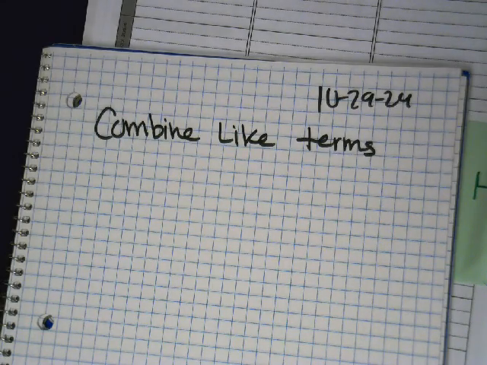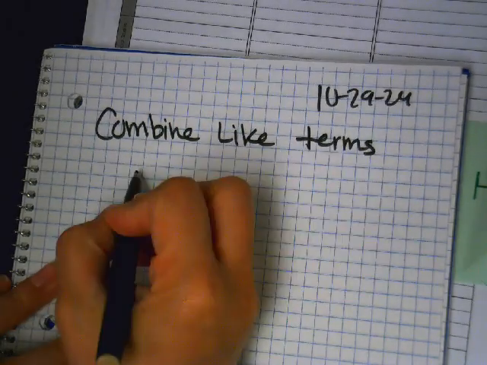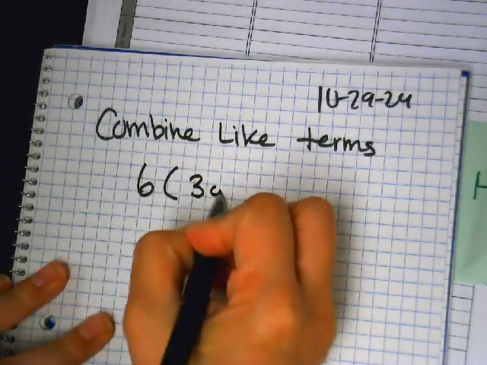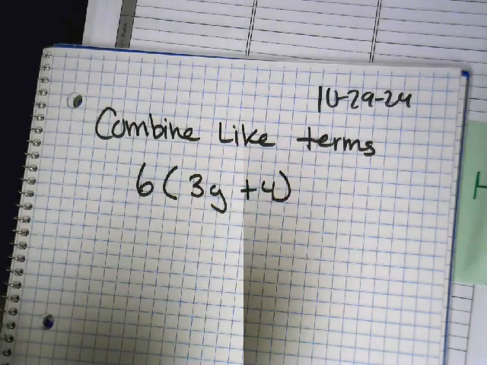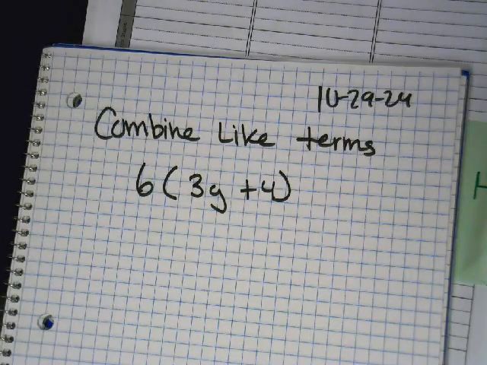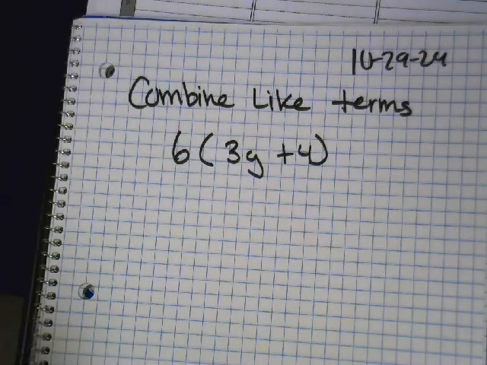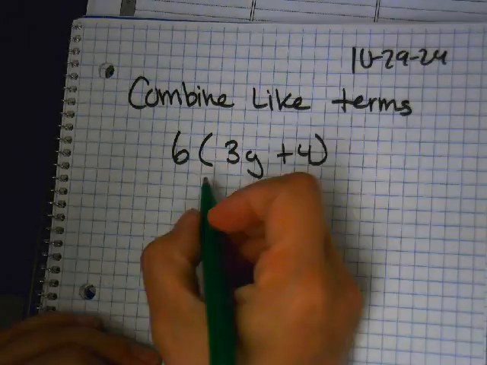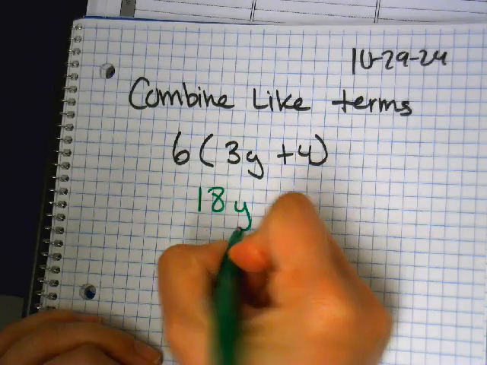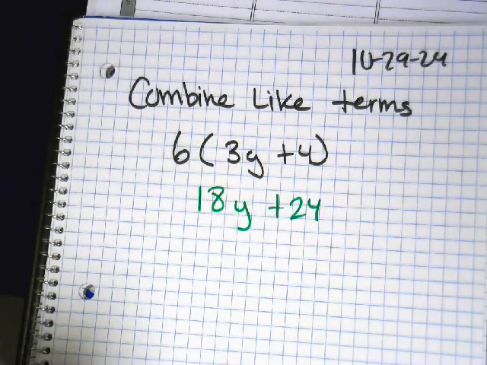Okay, so yesterday we learned about the distributive property, which comes into play for combining like terms at times. So that's a Y. It looks like a G. So what would be our answer after we distribute here? What would be your answer? 18Y plus 24, right? So that's what we learned yesterday.